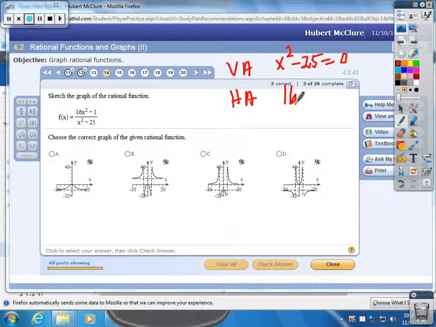So find positive and negative 5 and positive 16. Okay, which one is it not? It's not this one because it's negative. This one doesn't have it either. So I think we've narrowed it down to what? B.